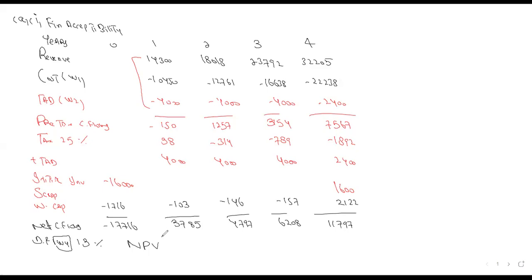How are you computing? NPV, open bracket, 13%, comma, select all the cash flows from year 1 to 4, then close the bracket, and then add the year 0 cash flow.